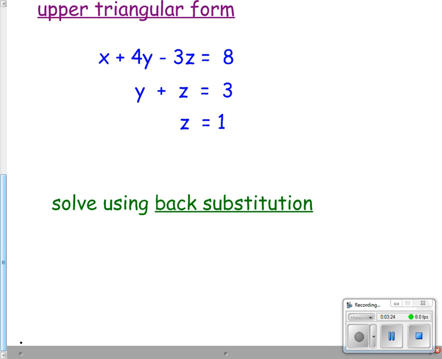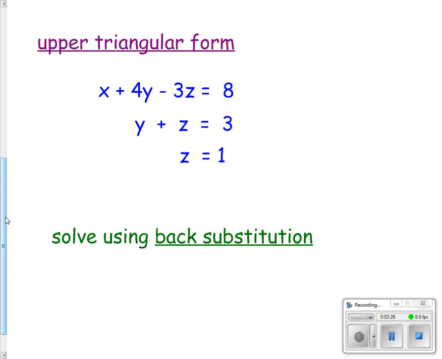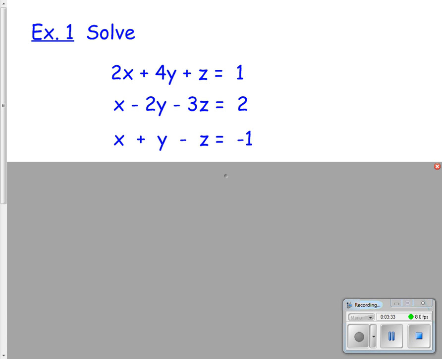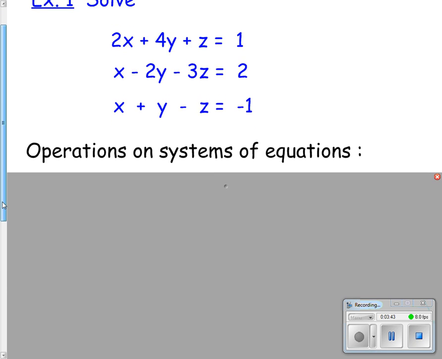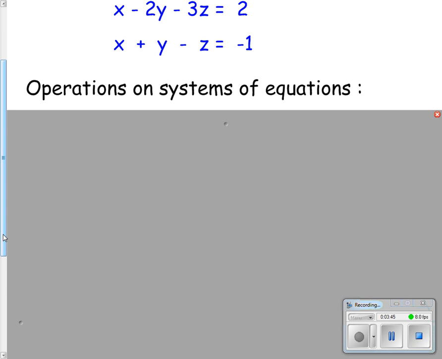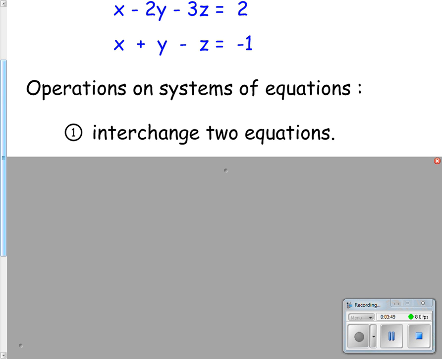So if we can take a system and put it in this upper triangular form, we should be able to solve it quite easily. So here's the system. 3 equations, 3 variables. At first glance, there's no easy way to solve this. Before we tackle this, there's a few operations you should be aware of. Basically, there's 3 operations that you're allowed to perform on systems of equations. The first thing you're allowed to do is to interchange any 2 equations in your system.